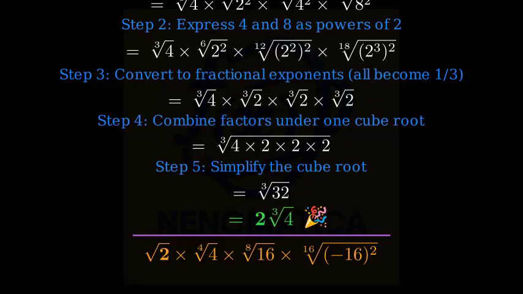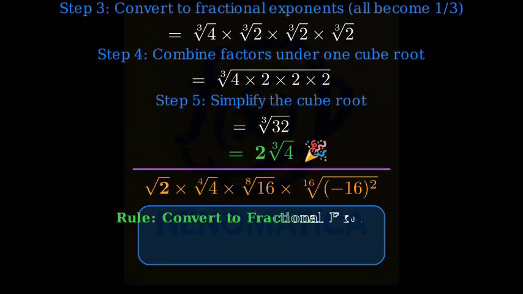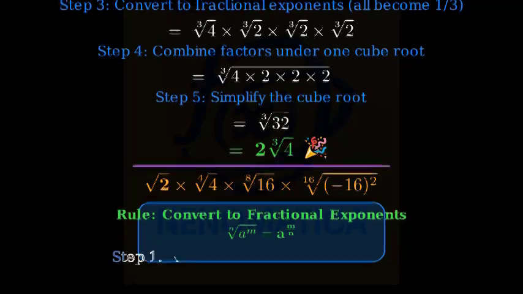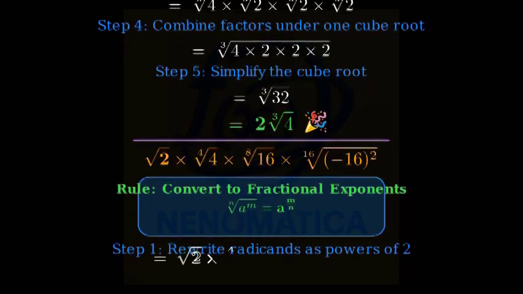Step 2. Convert each radical to a fractional exponent. Each fraction simplifies to 1/2. Add the exponents. 1/2 plus 1/2 plus 1/2 plus 1/2 equals 2. So the product is 2 squared, which is 4.